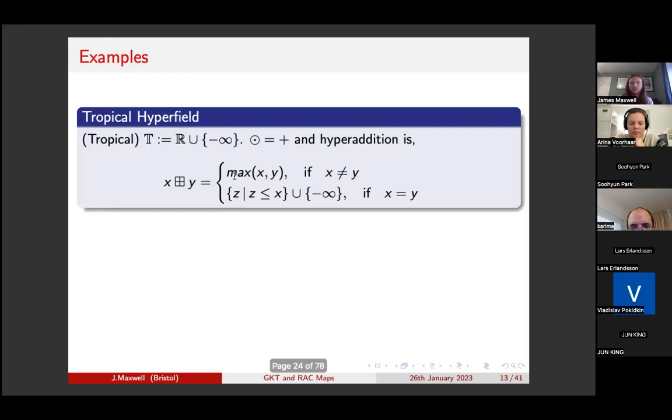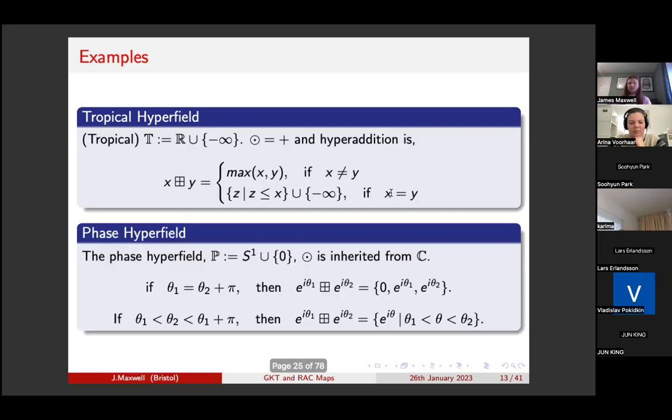So again, we take the maximum of two elements if they're not equal, but if they are equal, then we take that element all the way down to negative infinity, the whole interval, closed because it includes negative infinity here. So this is why it's multi-valued. You get this interestingness when you have the two elements equal, and this is mirroring, trying to capture the idempotence of the tropical semiring in the classical setting.